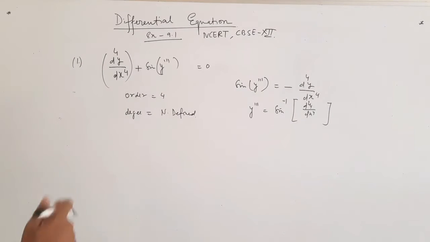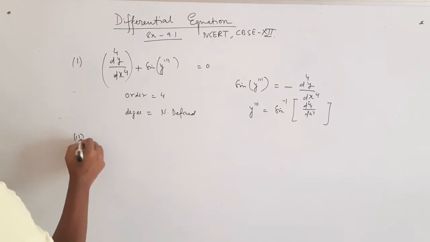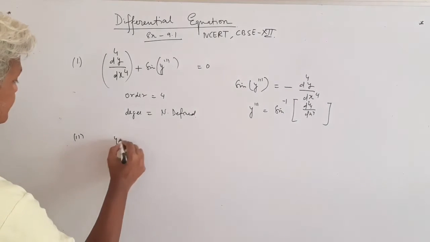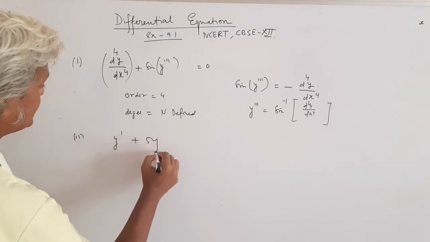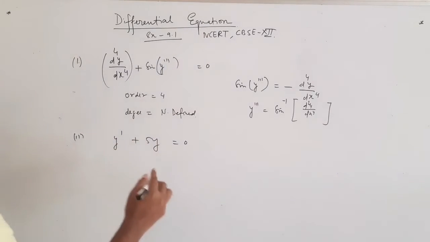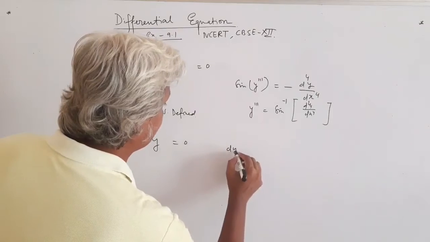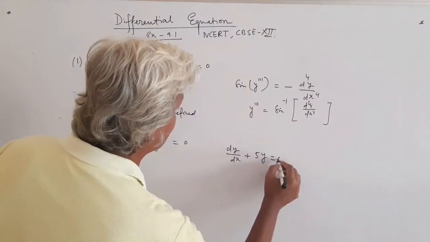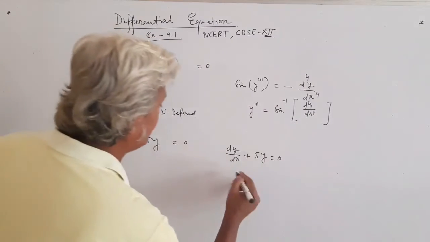Now I take another example here. This is number 2. So it goes like y dash plus 5y is 0. Now this one can also be written as dy over dx plus 5y is 0. So what is the highest order? So the order is 1.